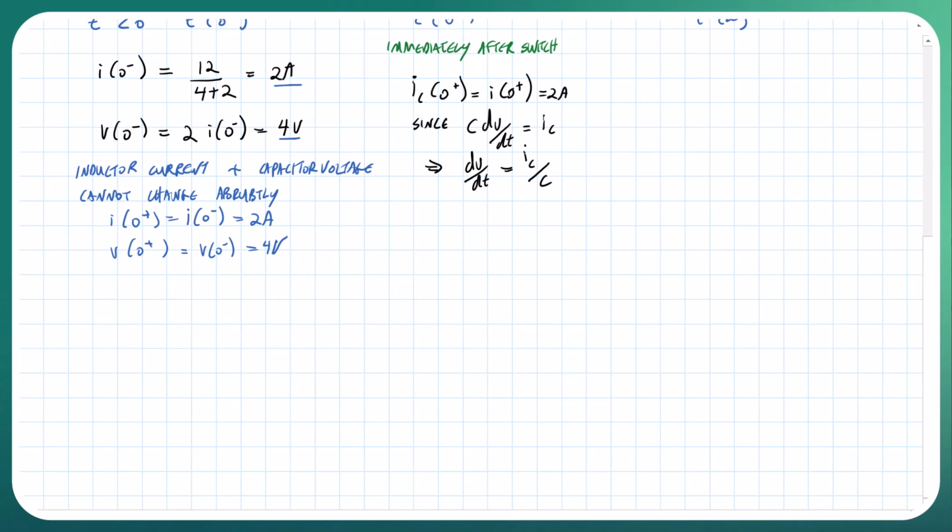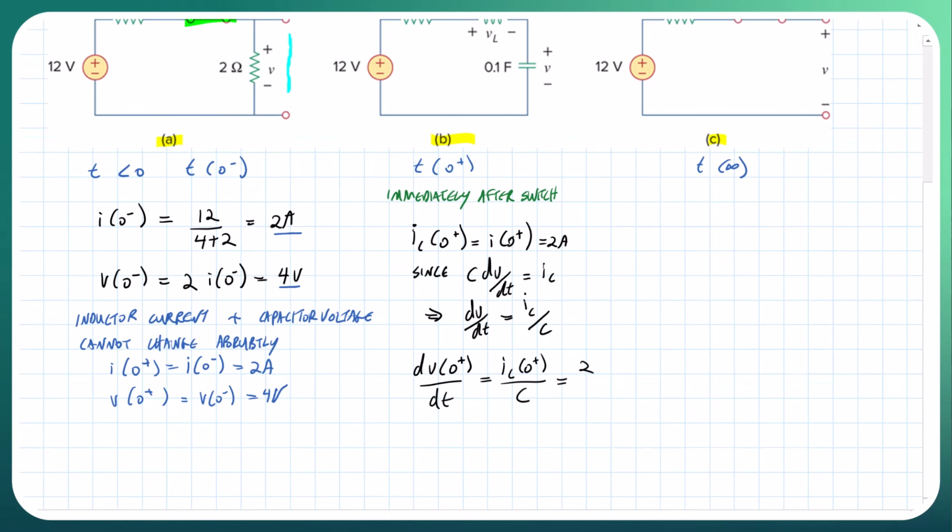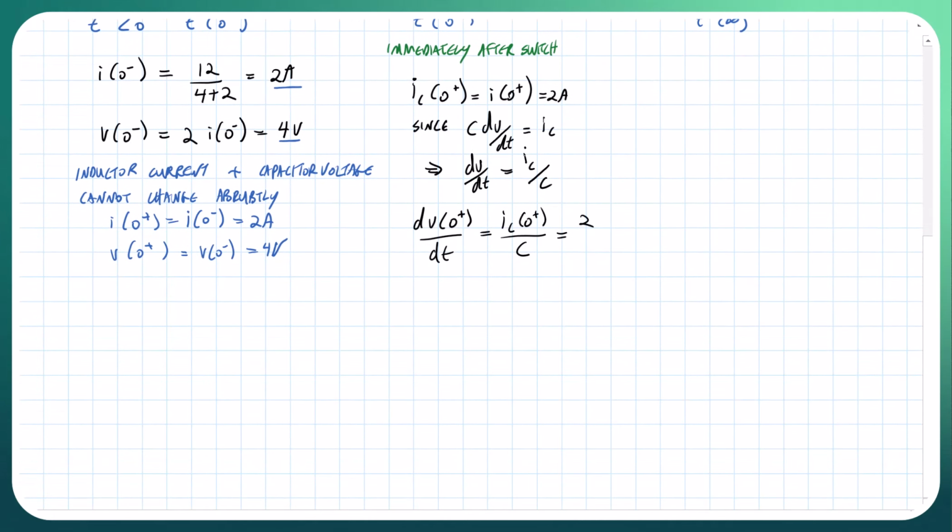All right, so then we can say our dV(0+) over dt is going to equal IC(0+) over C, which is just 2 over, and our capacitance value here is 0.1 farad. So 2 over 0.1, which gives us 20 volts per second. We'll keep that on the side here.